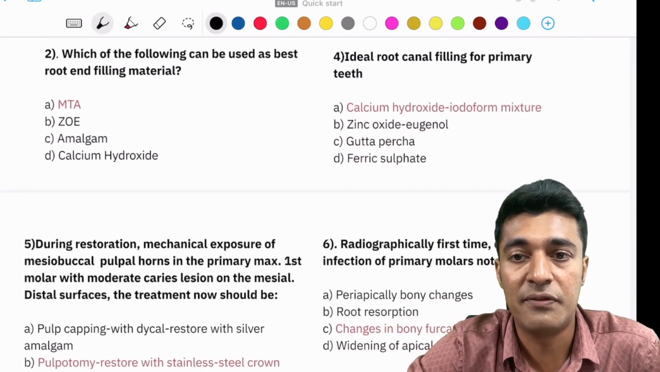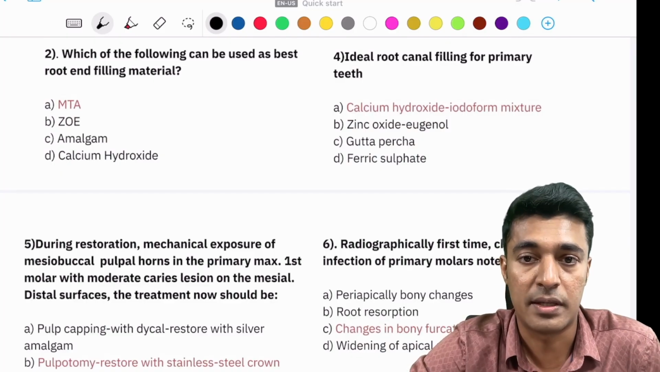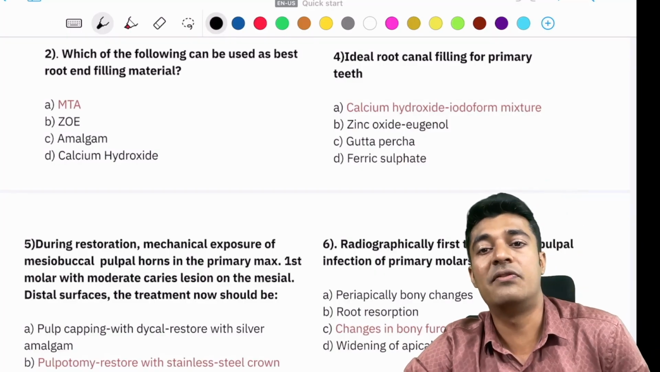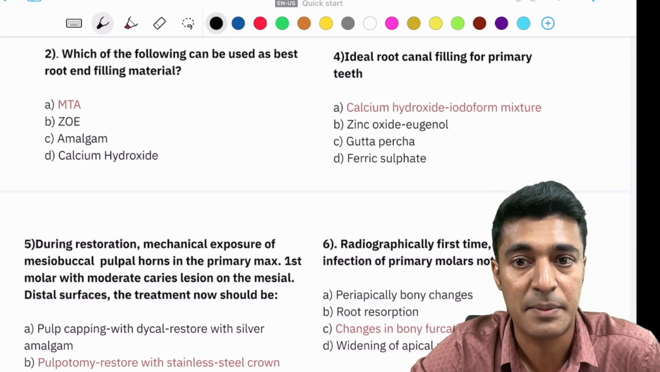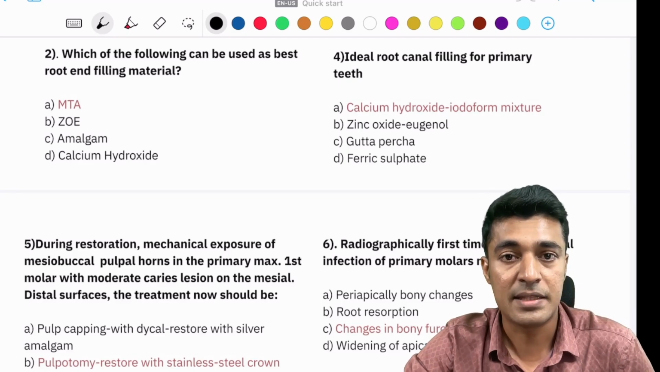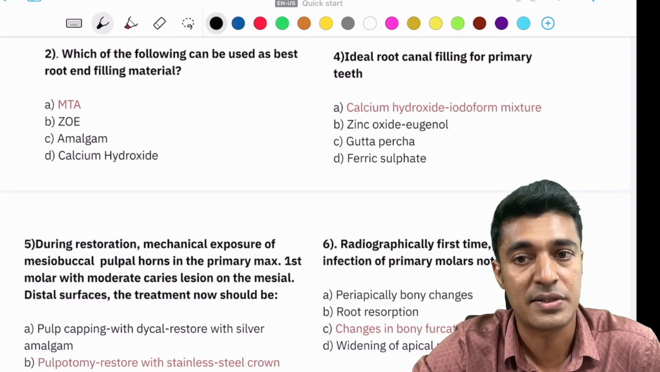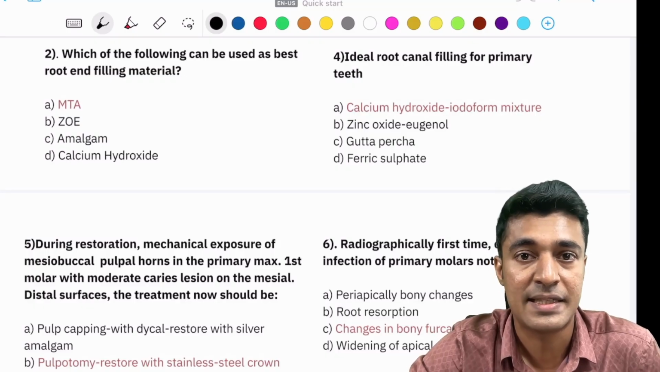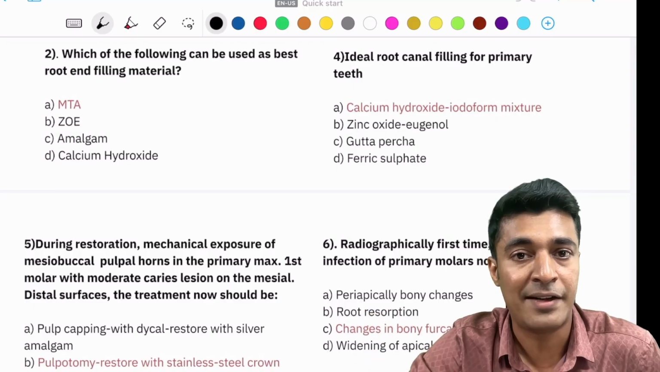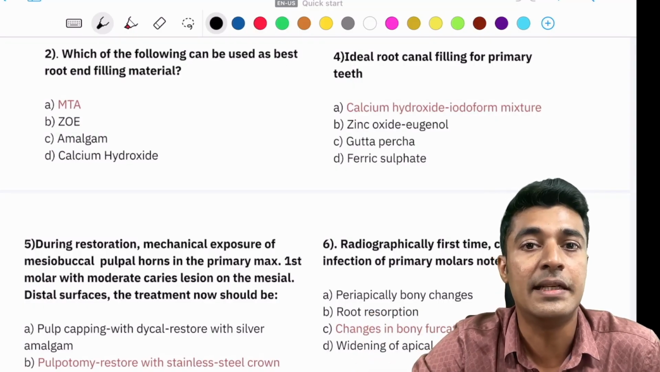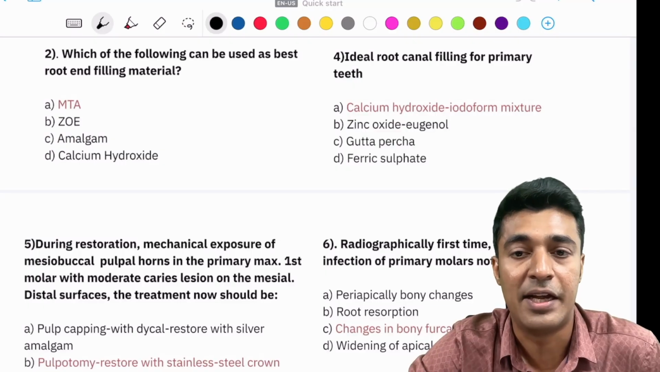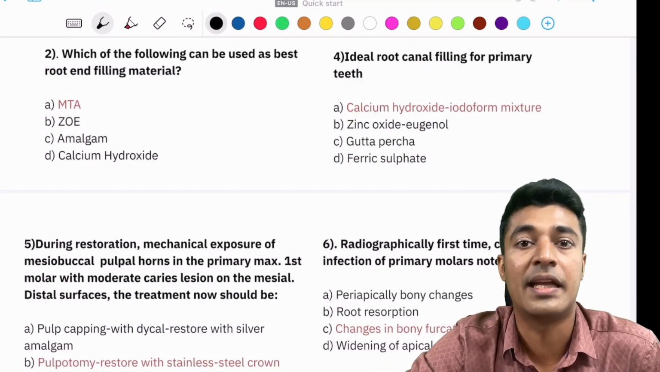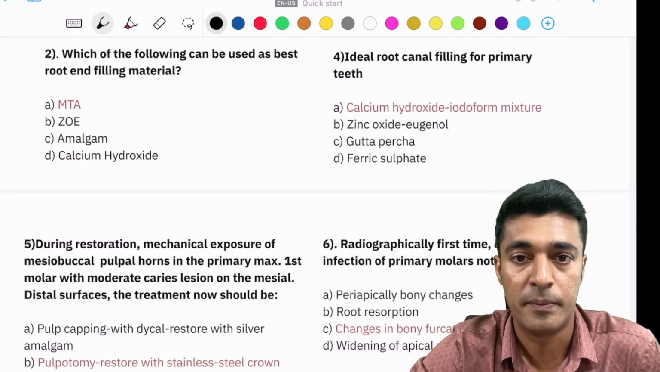The ideal root canal filling for primary teeth is which one? Calcium hydroxide iodoform, zinc oxide, gutta-percha, ferric sulfate. The ideal root canal filling material for primary tooth is calcium hydroxide plus iodoform because calcium hydroxide has antibacterial property and iodoform has antibacterial properties, and their activity has a synergistic effect. And also iodoform provides the radio opacity that is required to be visible on the radiograph, and both of them are not toxic in any way, and both of them are capable of resorbing on their own.